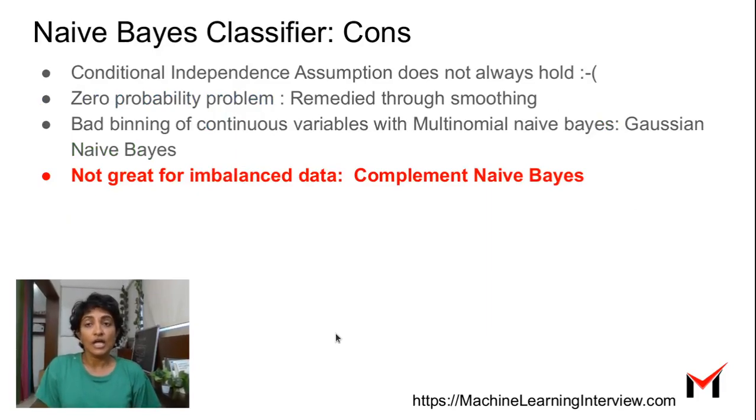So naive Bayes has some problems, though it's very simple to use, easy to implement, and it's used in many use cases because it's very fast as well. One of the challenges with naive Bayes though is that it's not great for imbalanced data. For example, if you have very few spam documents or if you have very few ham documents. And one technique to counter this is the complement naive Bayes. So let's quickly see what the complement naive Bayes does.